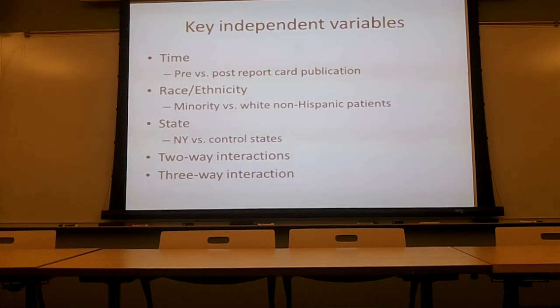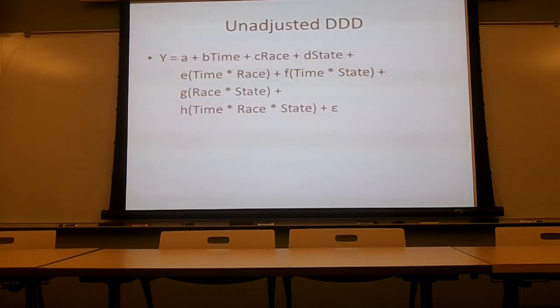So that was a little side note. Okay, so what do they have in the model? Well, they have time, of course. They have pre versus post report card publication. Race, ethnicity, so minority versus white non-Hispanic patients, where they lump together race and ethnicity in the minority group, although they did some stratified ones. And the state, so New York versus the 13 or so control states. And they put in two-way interactions and three-way interactions. So the model looks like this.